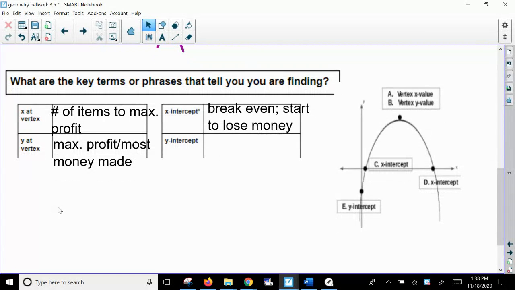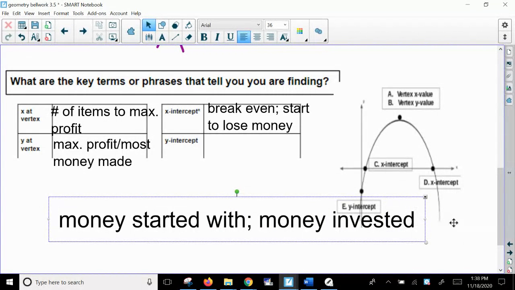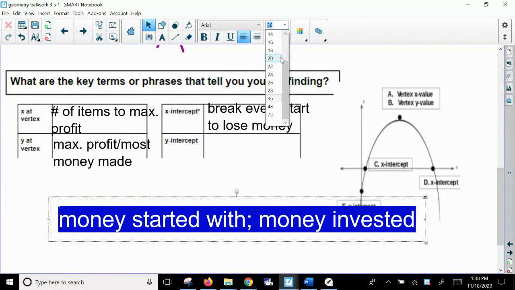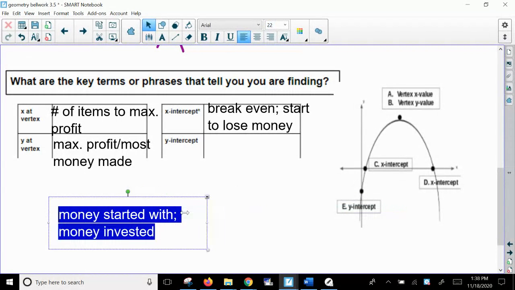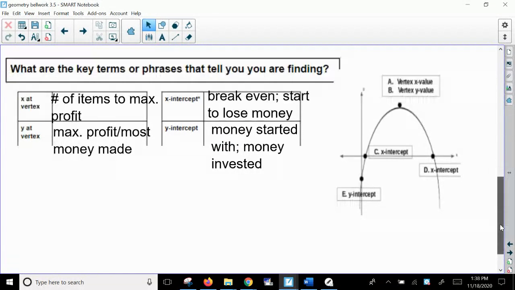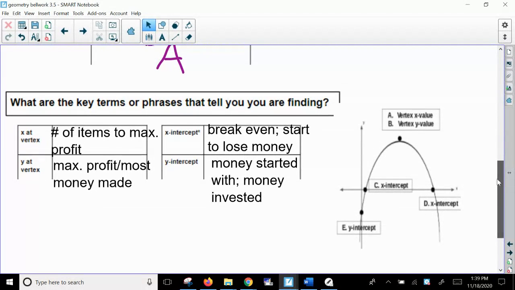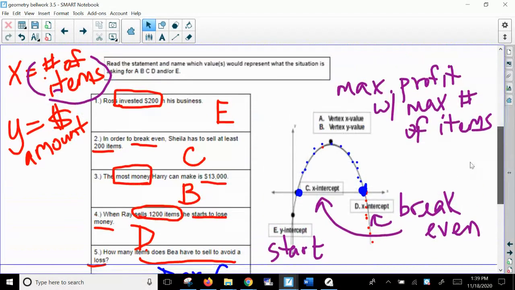Okay? Y-intercept, this is money you started with, or money invested. That would be your Y-intercept. Make that fit. And that goes there. Okay? So I hope this helps your understanding of using a graph to talk about money and making money and losing money. Always remember the picture can go with your problem. Especially my visual learners, make the picture fit with the problem.